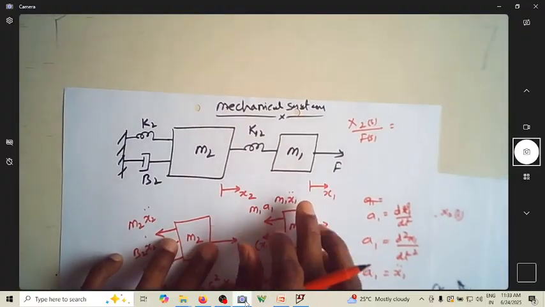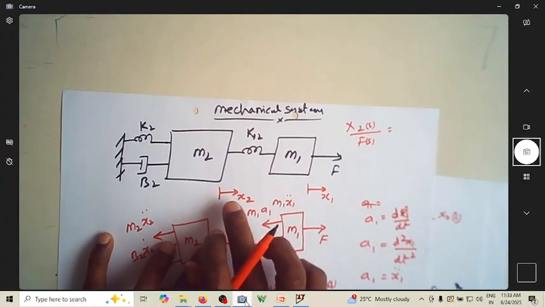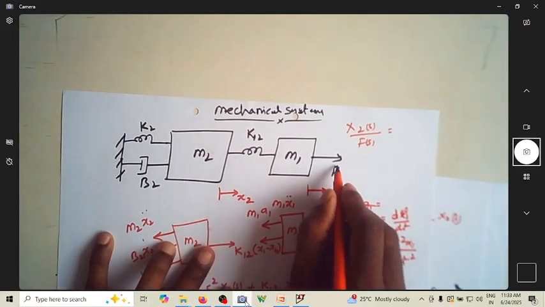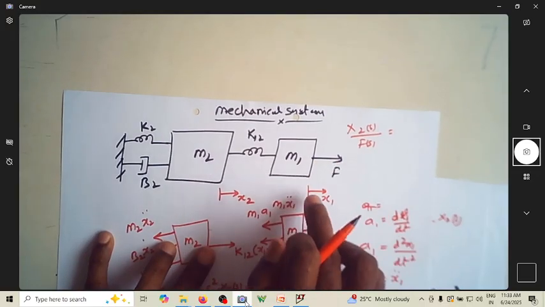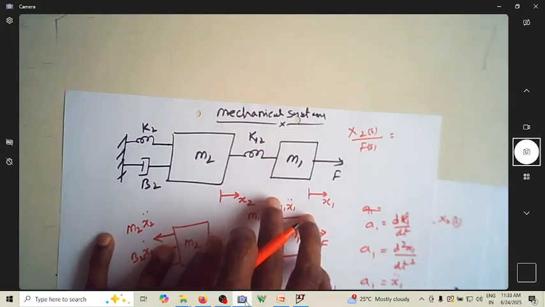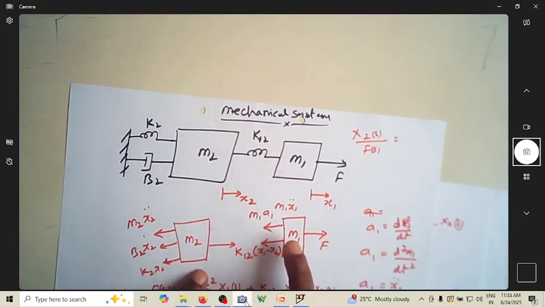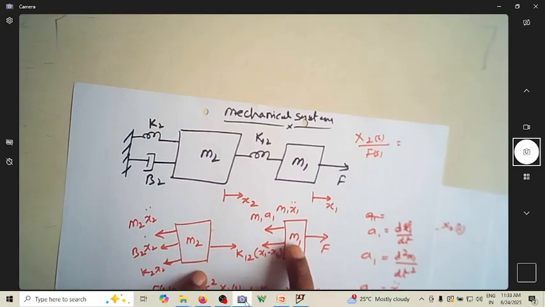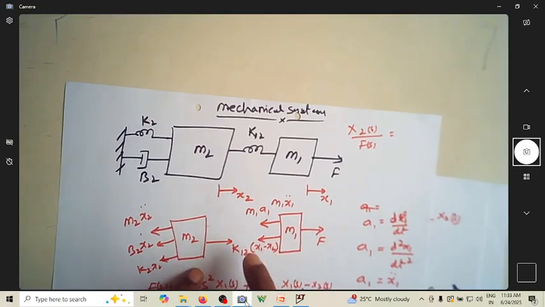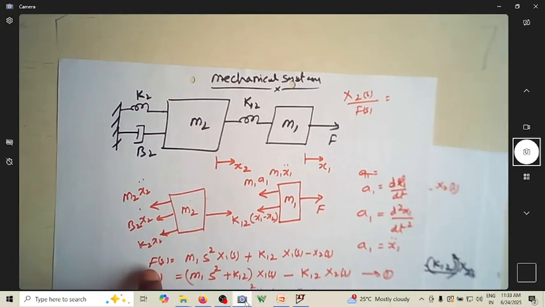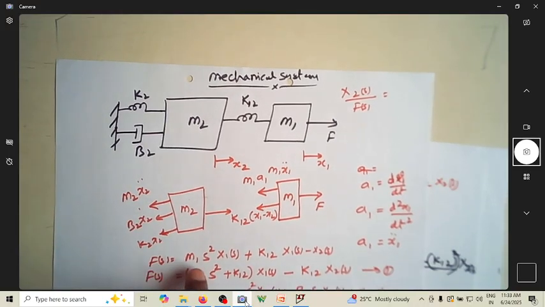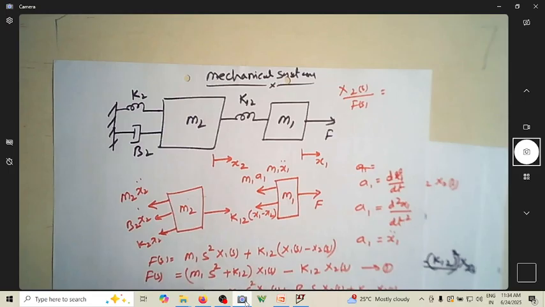Given a mechanical system, identify the displacements in the direction of the applied force. Applied force is going in this direction. Make sure that displacement is also in the same direction. Then write the FBD with acting force and the opposing forces. So write the equation using Newton's second law. Acting force is equal to opposing forces.